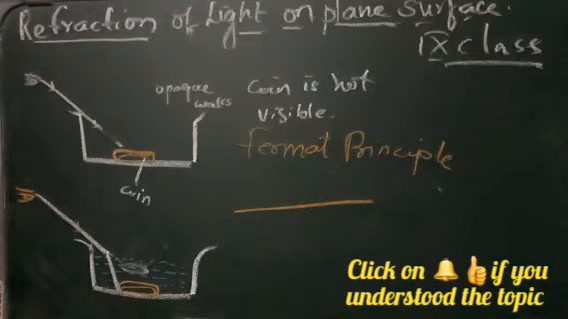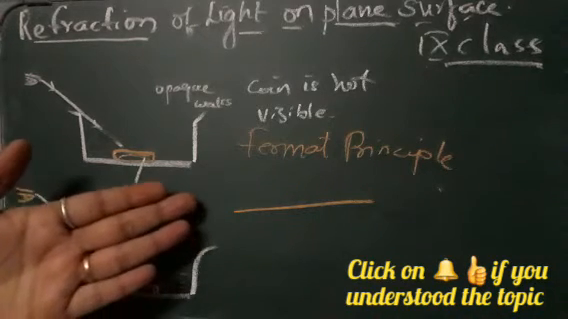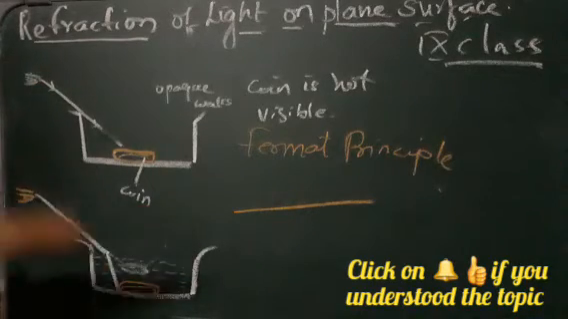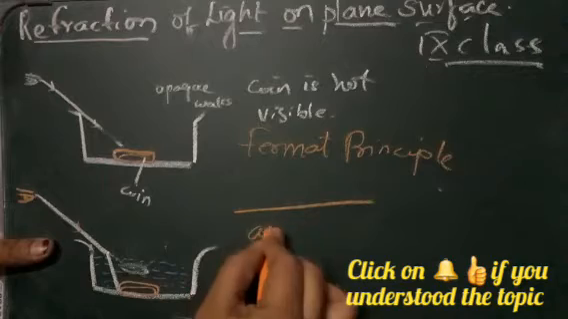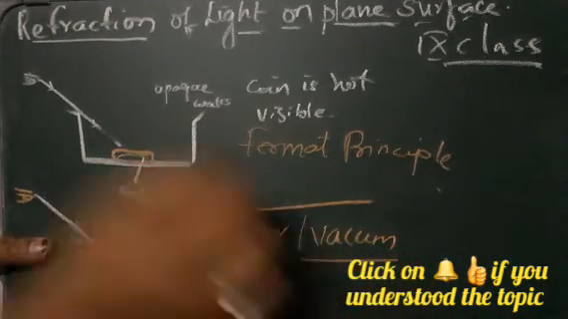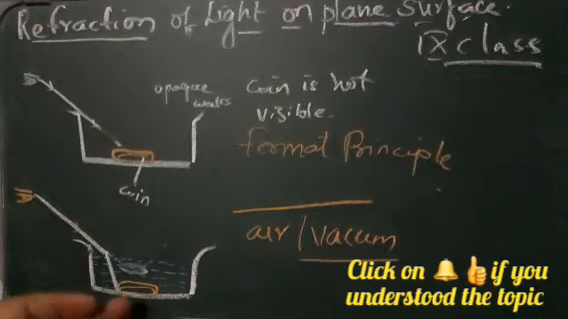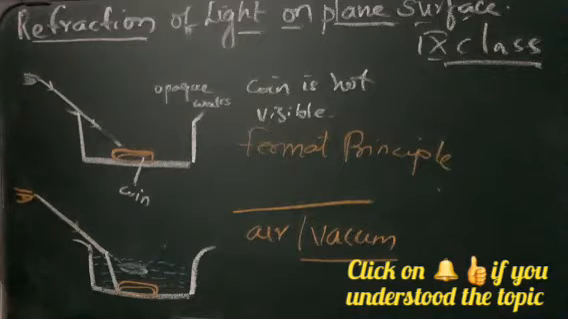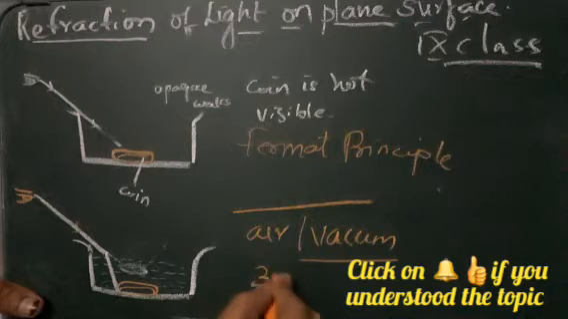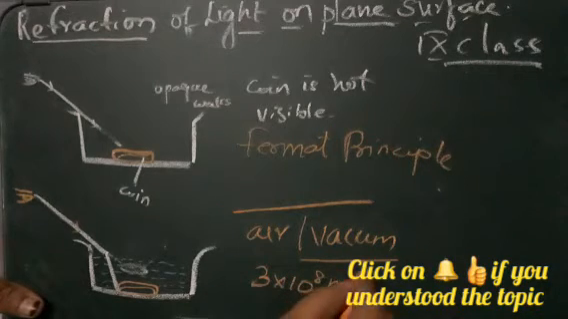It will choose the state in which it can travel fastest. Fine. So here you can see that the light is traveling fastest in which medium? Air or vacuum. I hope you all remember that the speed of light is nothing but 3 into 10 to the power 8 meters per second.